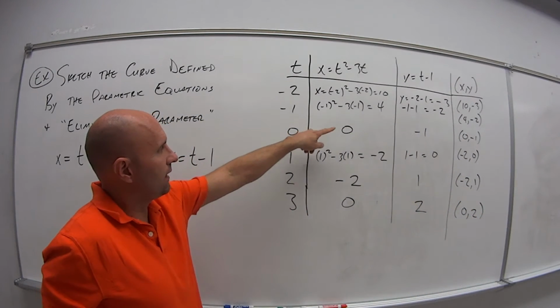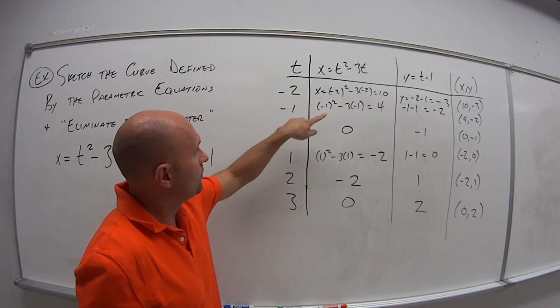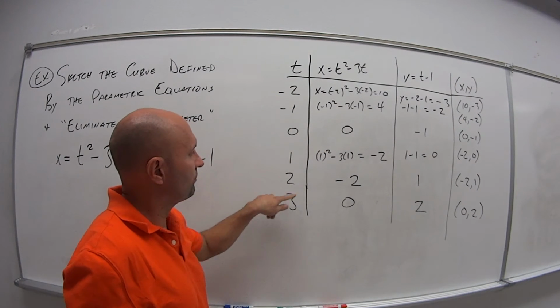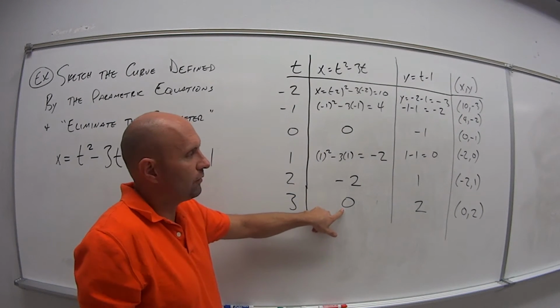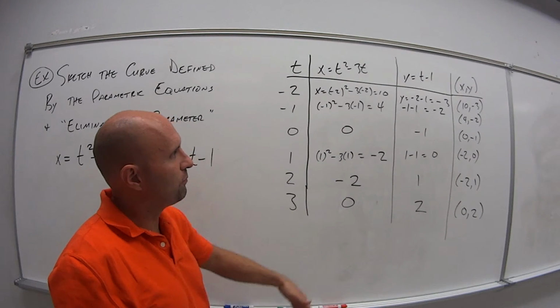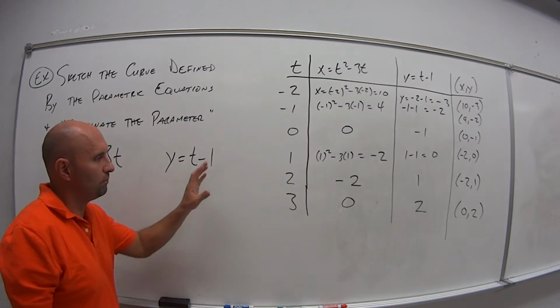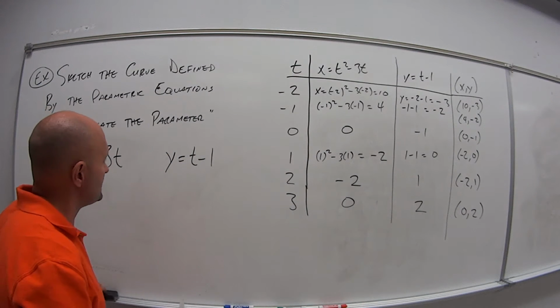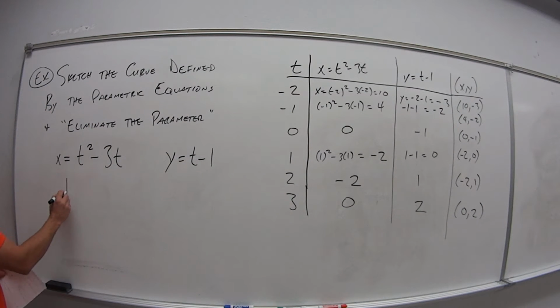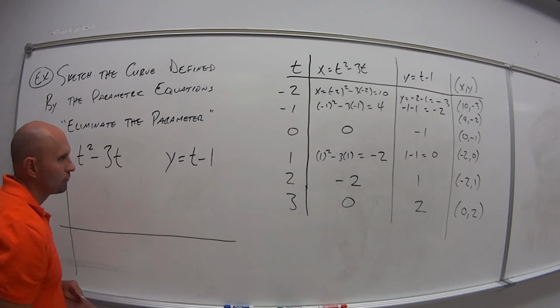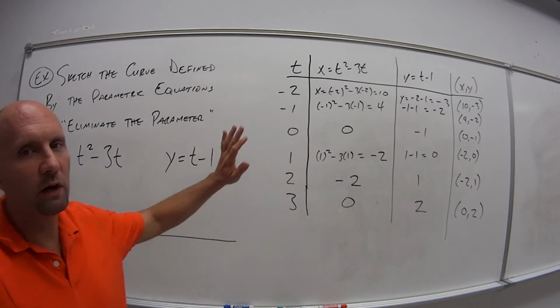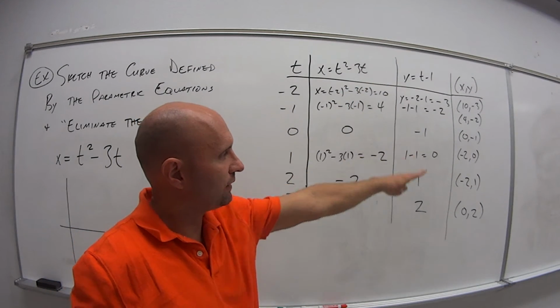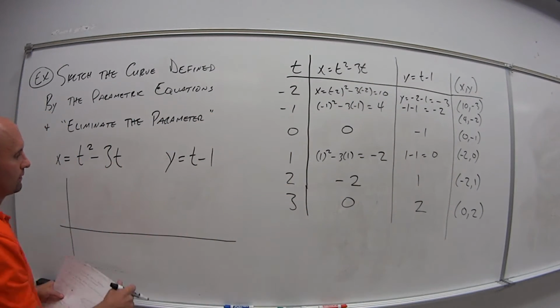So you see here when t is 0, x is 0. When t is 3, x is also 0. That's okay. So we can have points doubling up. We're just building this table based on our values of t. So now let me go ahead and graph this. So I'm just graphing now. I'm not worried about t anymore. I'm only graphing my x, y points.